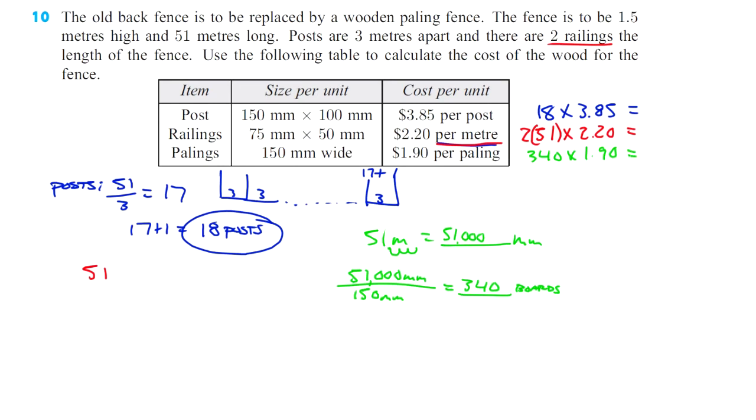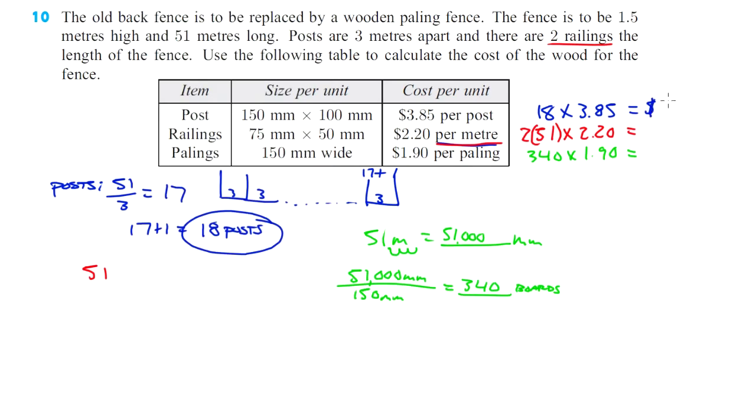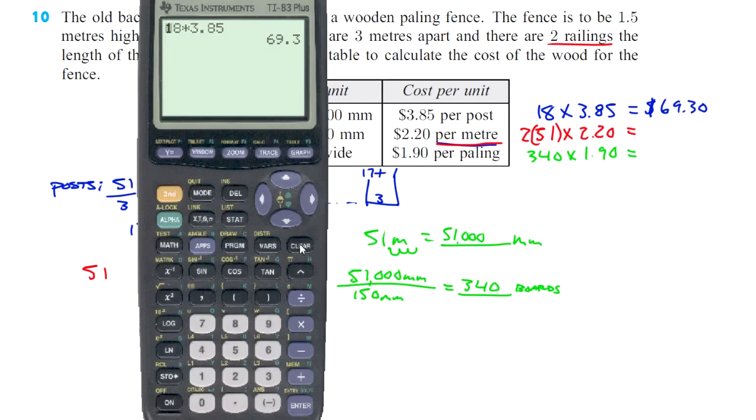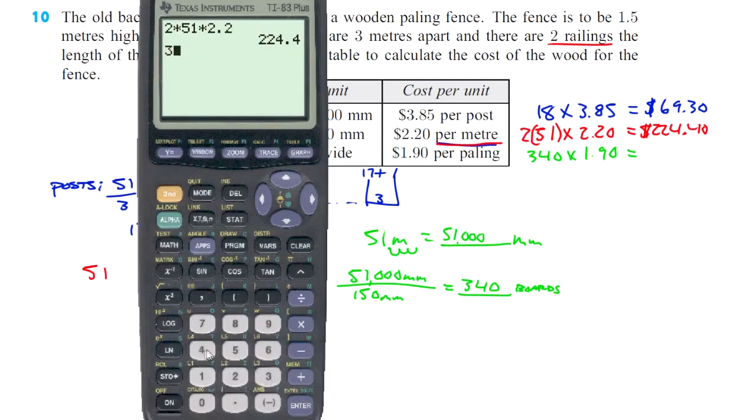Okay, so let's go through and calculate all of these. We got 18 times 3.85 is 69.30. And then for the railings, we've got 2 sets of railings at 51 meters, and those are all $2.20 per meter, so that's going to be $224.40. Right, and then we've got our palings, the fence boards, so that's 340 times $1.90 for each of those, and that's going to be $646 just for the boards.